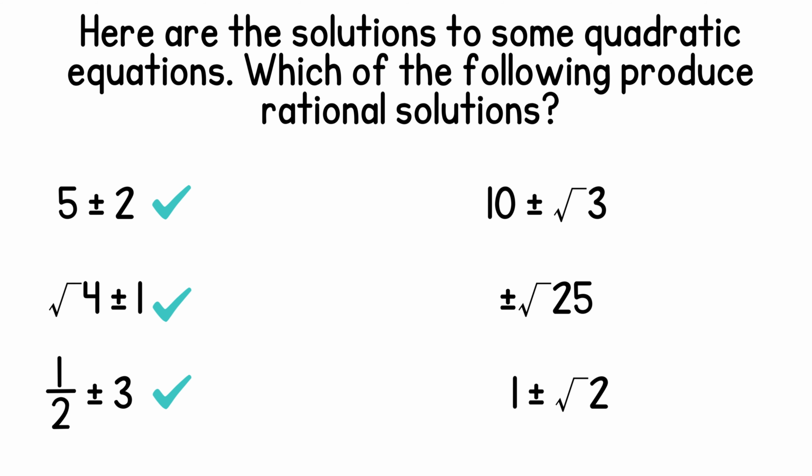Now we'll go up to 10 plus or minus radical 3. Since 3 is not a perfect square, then it's not rational, so it won't produce a rational result. Now let's look at plus or minus radical 25. 25 is a perfect square, so this is rational. Now let's look at our last expression of 1 plus or minus radical 2. 2 is not a perfect square, so this is not going to give us a rational solution.